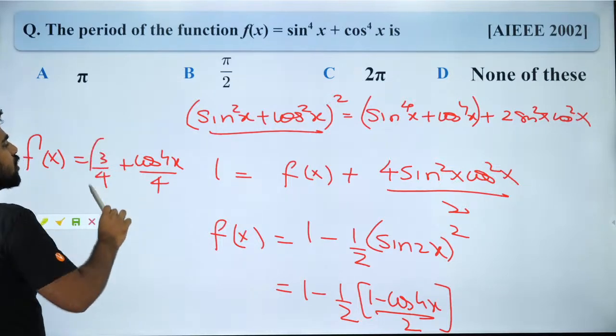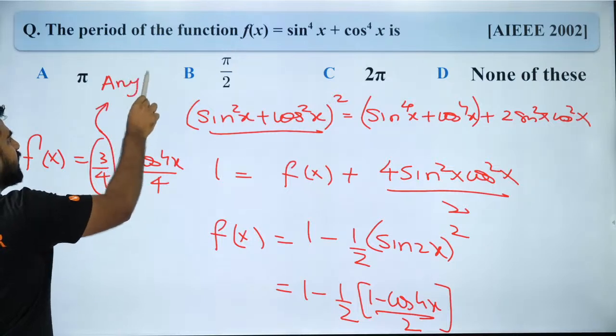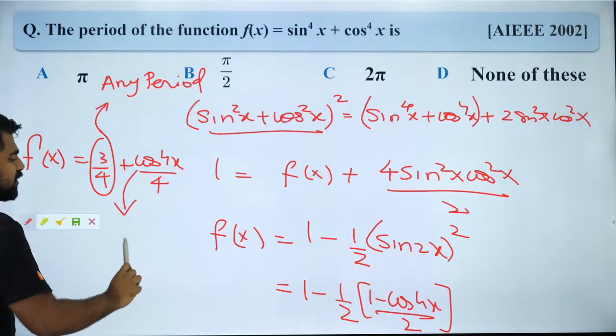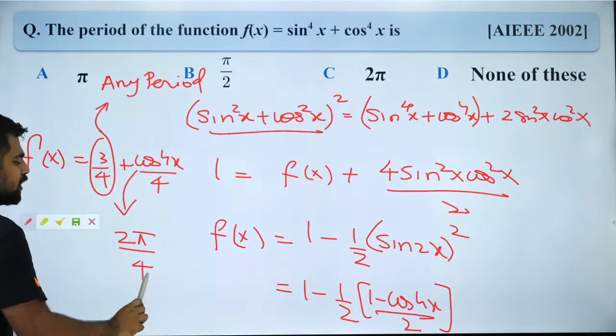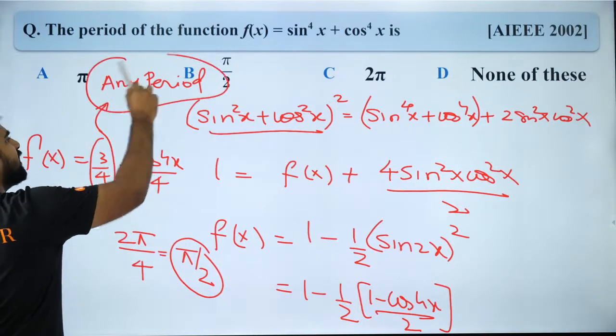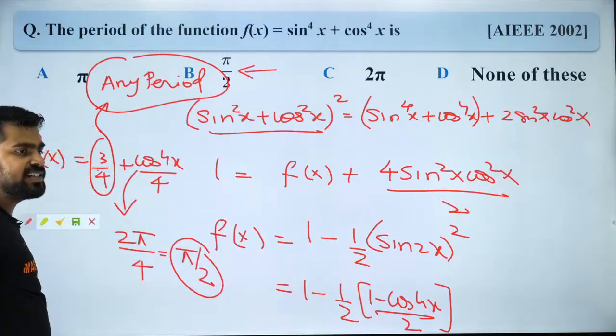Yes. So this is a constant function. It can have any period. It is self-adjusting. And this is cos 4x. The period is 2 pi by 4, which is pi by 2. So this is pi by 2. This can have any period. So the LCM of both should be pi by 2 only, and that is the answer.